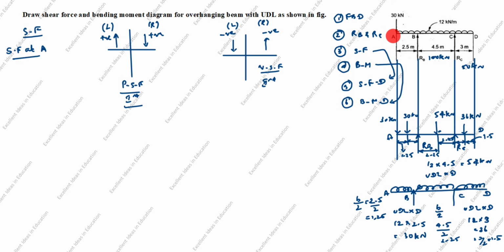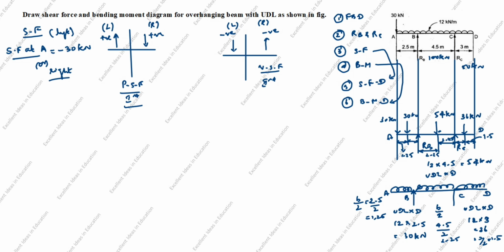You see the shear force at A. The load acts in the downward direction. You see the arrow comes down. Left side is negative, minus 30 kilonewton. Left side or right side, the answer should be the same.